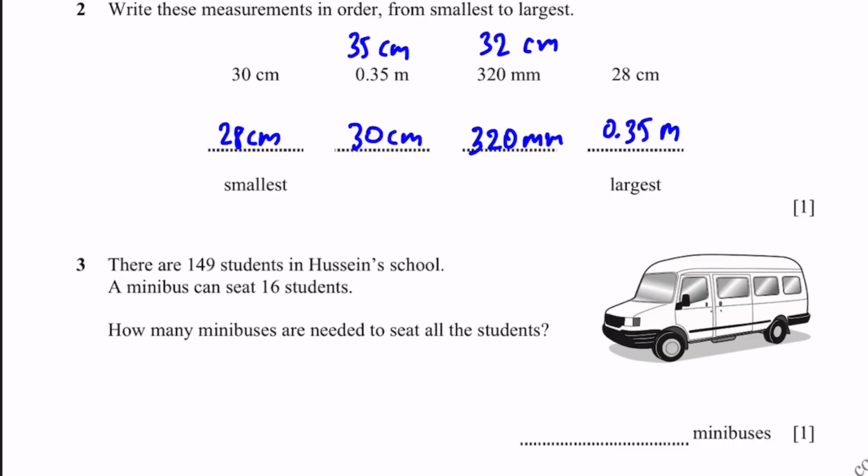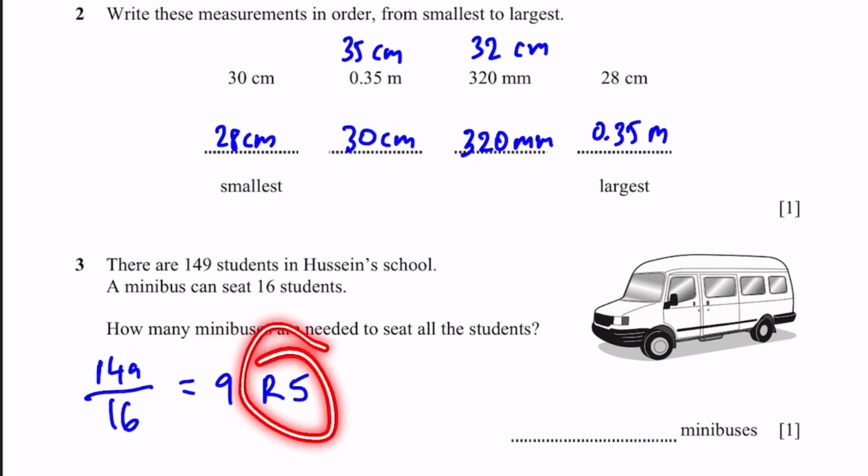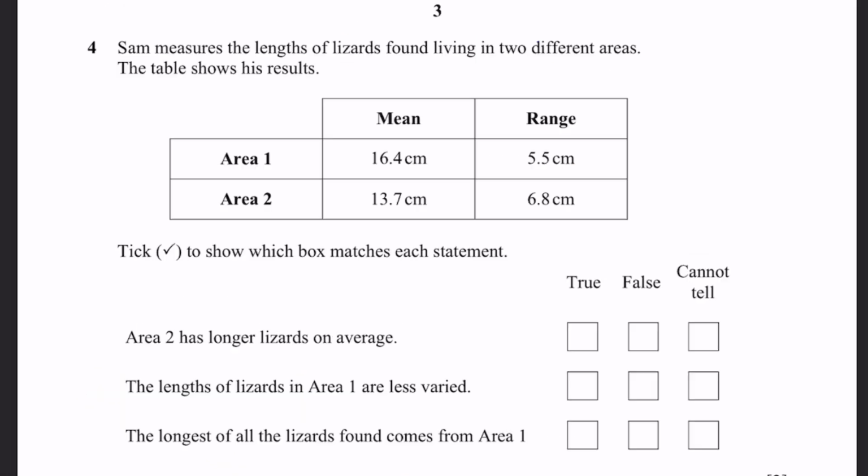Question 3. There are 149 students in Hussain's school. A minibus can seat 16 students. How many minibuses are needed to seat all of the students? We need to divide 149 by 16. With this, we get the quotient as 9 and the remainder as 5. So that means 9 minibuses will be full. But then there are 5 more students left, so they also need another minibus. That means we need to add 1. So 9 plus 1 is equal to 10 minibuses. That's the answer. Question 4.